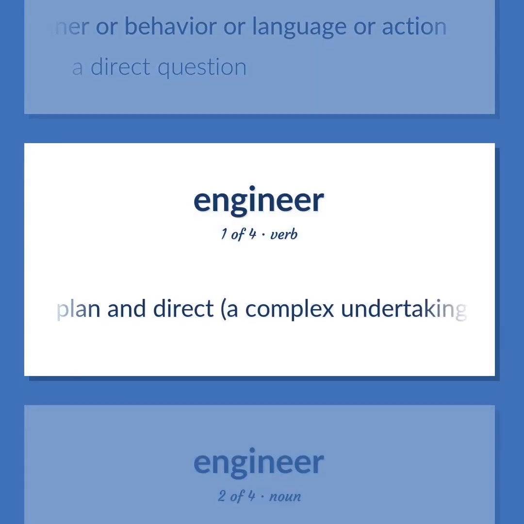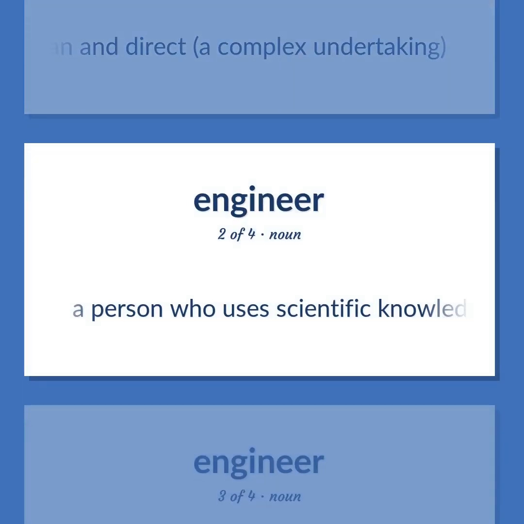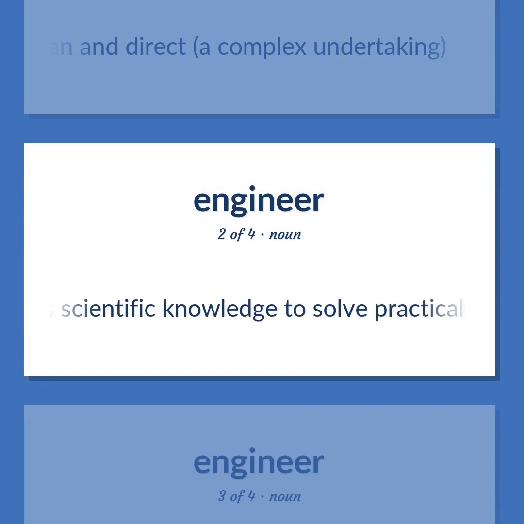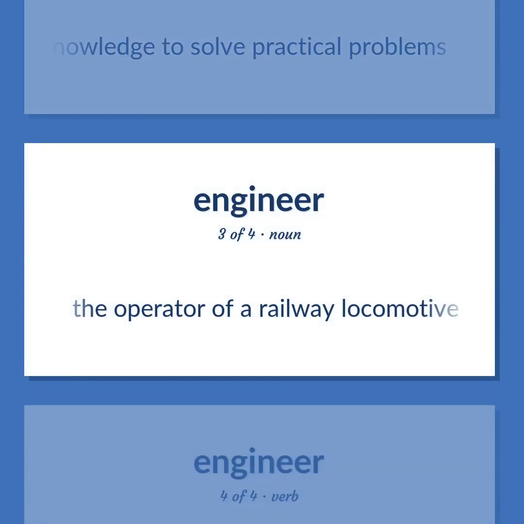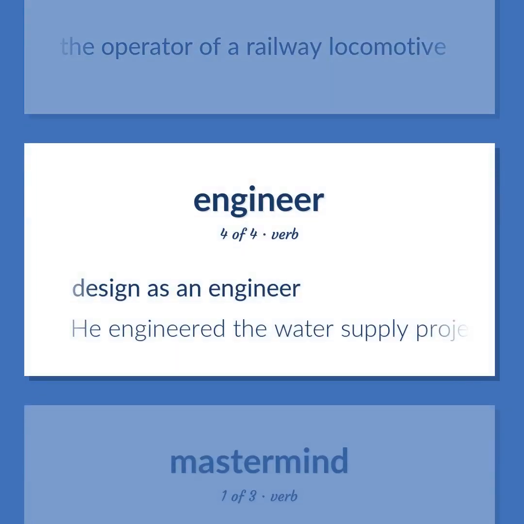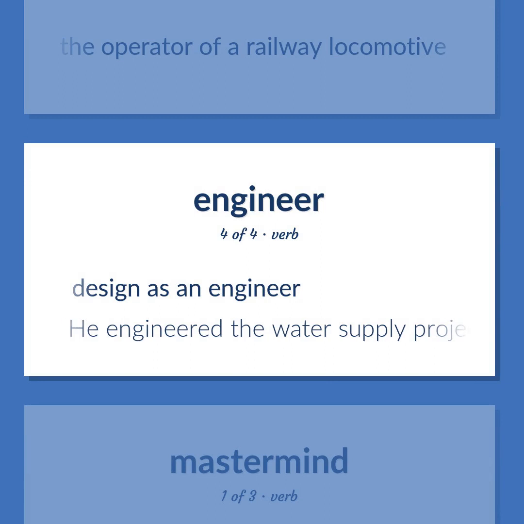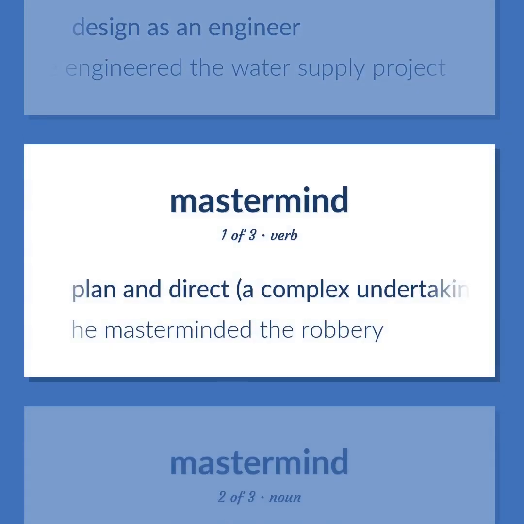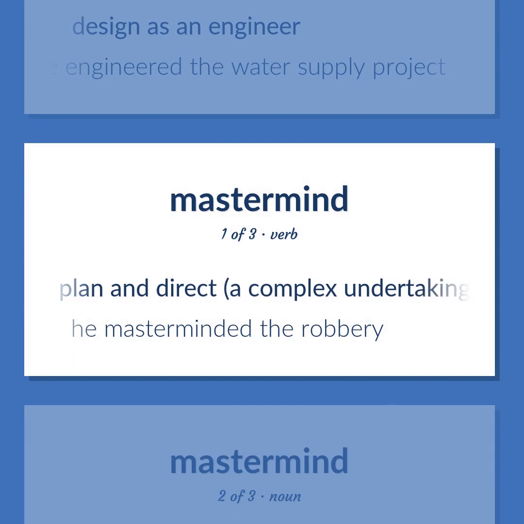Plan and direct, a complex undertaking. A person who uses scientific knowledge to solve practical problems. The operator of a railway locomotive. Design as an engineer. He engineered the water supply project. Plan and direct, a complex undertaking. He masterminded the robbery.